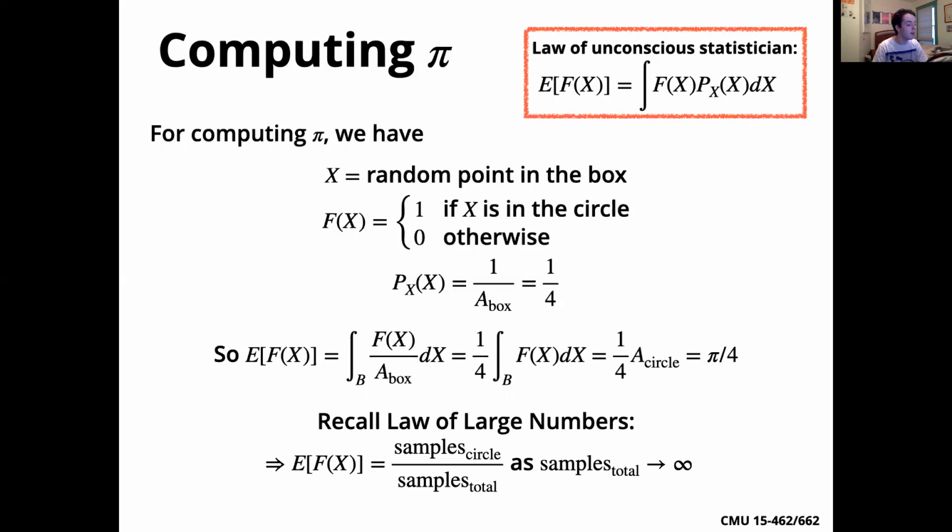So the law of large numbers told us that the number of samples inside the circle over the total number of samples approaches the expected value. So that quantity approaches the expected value of f of x as the number of samples goes to infinity, right? So we have these two fundamentally important ideas. We have the law of the unconscious statistician, which is how we can compute the expected value of something while only knowing the probability distribution of its input, and the law of large numbers, which says that if we just throw a ton of samples at something, we can approach its expected value. And that's generally true.